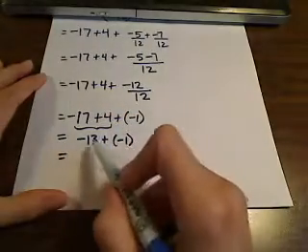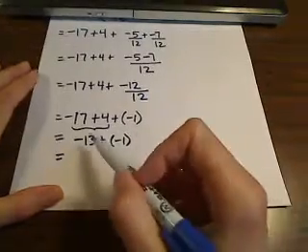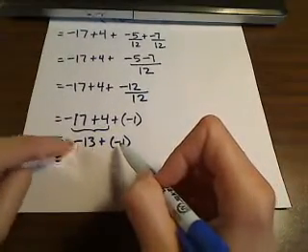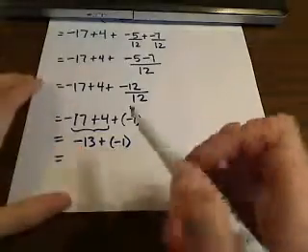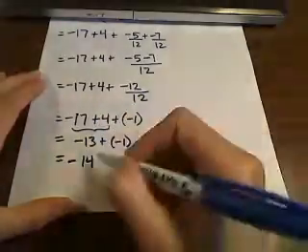And now I'm adding two things that have the same sign. So when you add with same signs, you're going to just add the numbers and keep the sign that they have. So 13 plus 1 is 14. They're both negative, so this is just a negative 14.